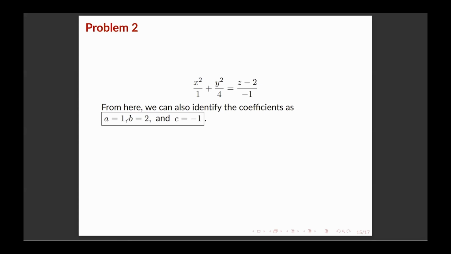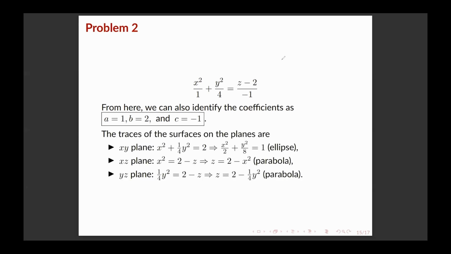And then we can identify the coefficients. A is just the square root of 1, which is 1. B is just the square root of 4, which is 2. And C is just the denominator of the linear term, which is negative 1. Next, we can identify the equations of the traces of the surfaces.